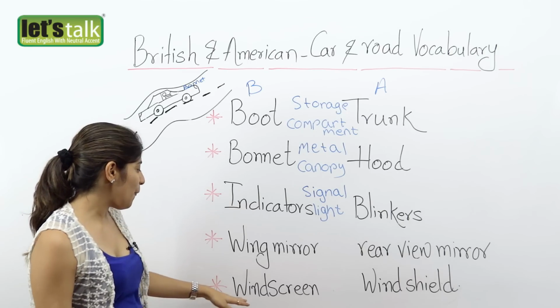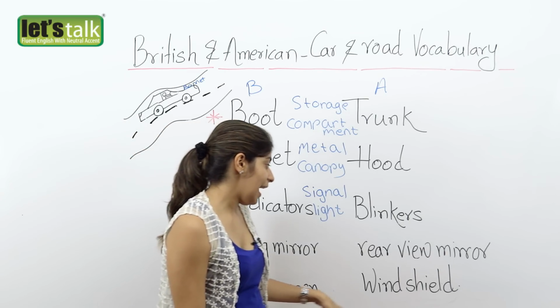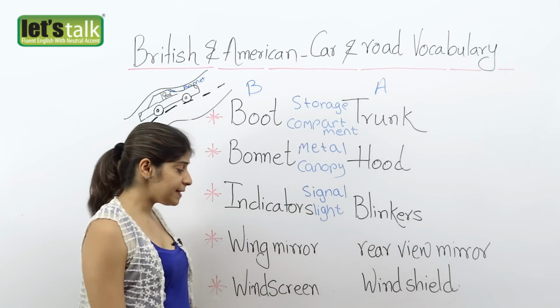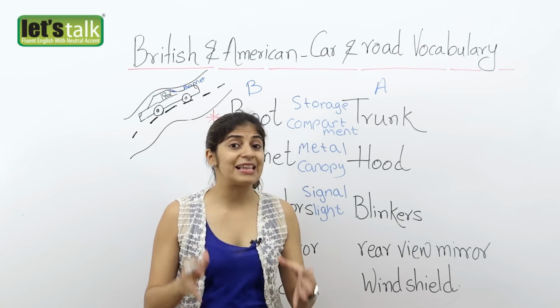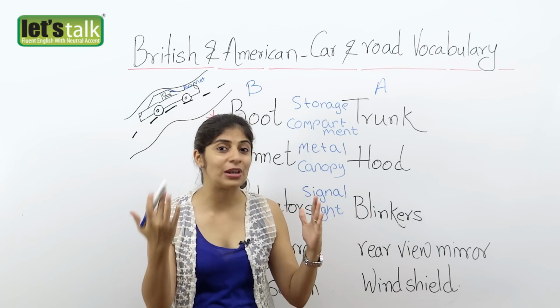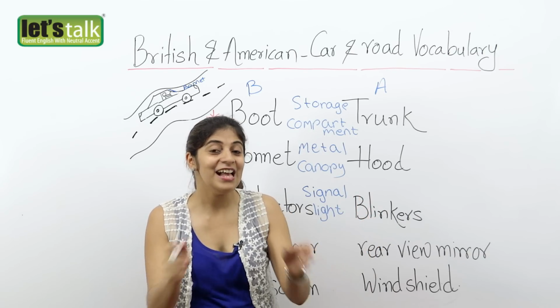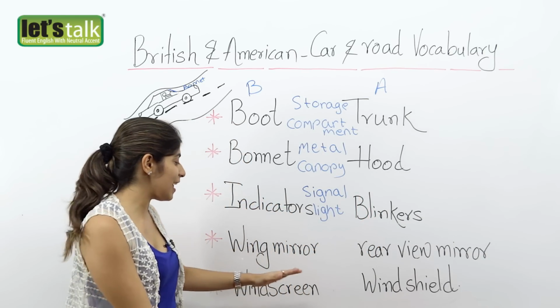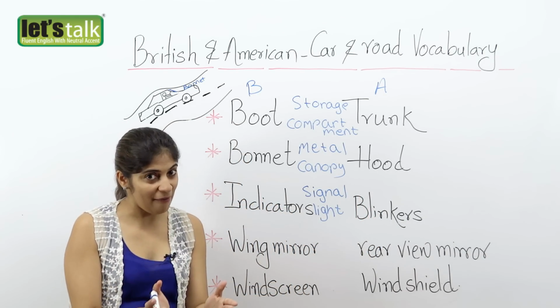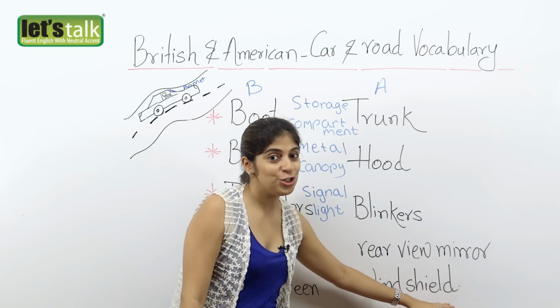Let's have a look at another one, windscreen and windshield. Windscreen and windshield is the glass, okay, it's a see-through glass that covers the front of the vehicle, okay? So in British English, it's called windscreen, whereas in American English, it's called windshield.